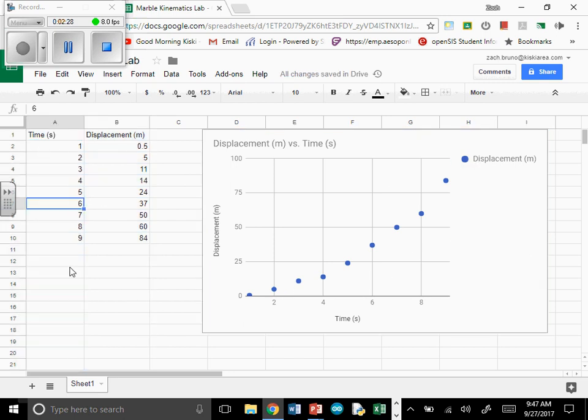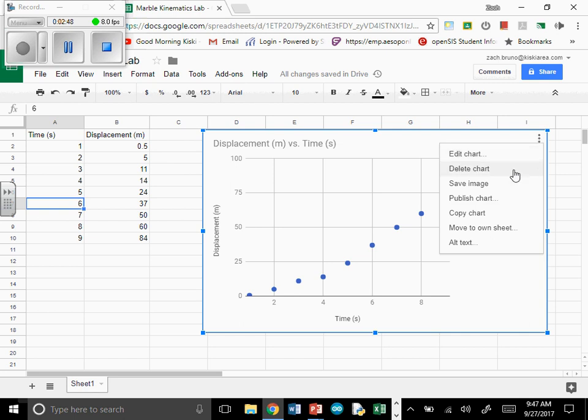So we have all of our times. You're going to have 30 points here because you're going to roll it from 10 centimeters 3 times. You're going to roll it from 20 centimeters 3 times for a total of 30 data points. Now, if we look at this pattern, it looks like it's curving upward. And that's because this is a quadratic relationship.